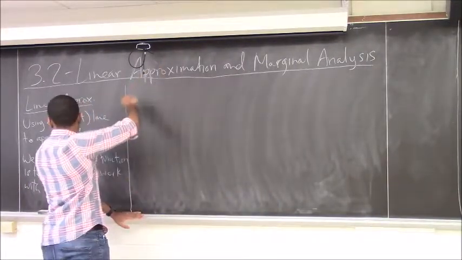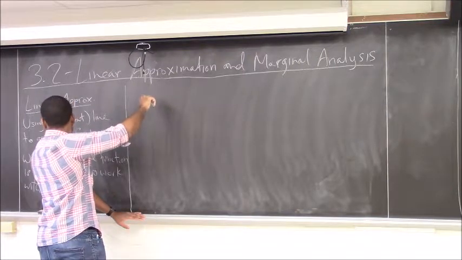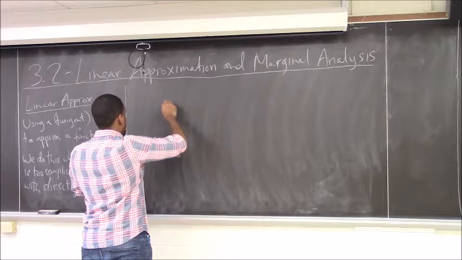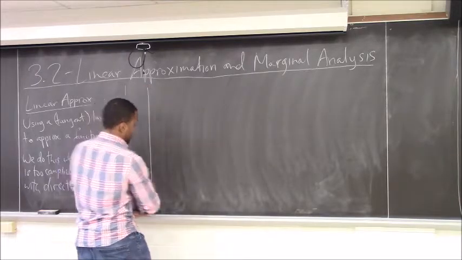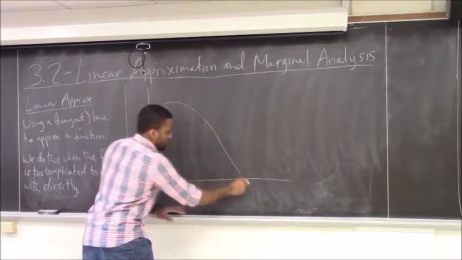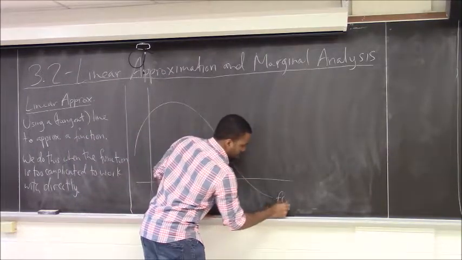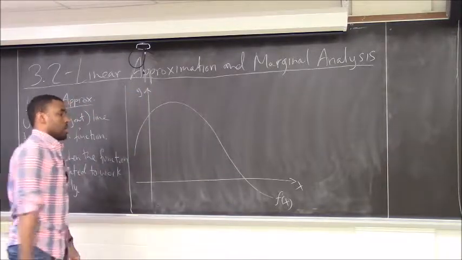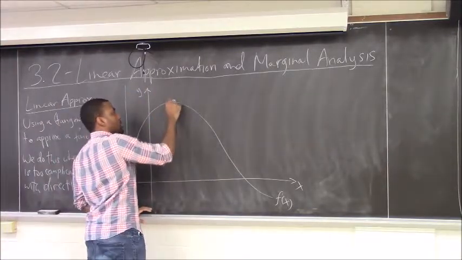So here's the idea. Say I have a function doing this thing. That's my f of x. And here's a point on this function.